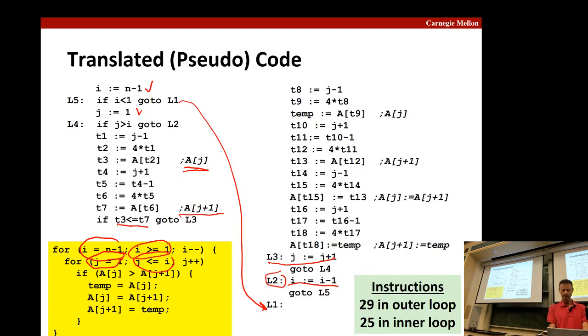Literally, you're going to have a sub j, so you compute that and put it in some temp, and then you compute a sub j plus 1, and then you do the first assignment and the second assignment, and then you're done. Okay, so it's just a mechanical translation of the code. And when we do that, you get 29 instructions in the outer loop. So 30 instructions in all, but this one executed once, so it's no big deal. So the outer loop has 29 instructions, including 25 in the inner loop. Okay, so that's sort of the starting place.